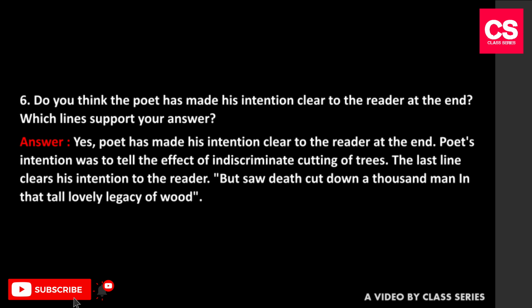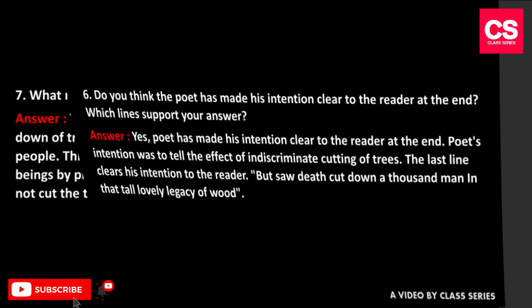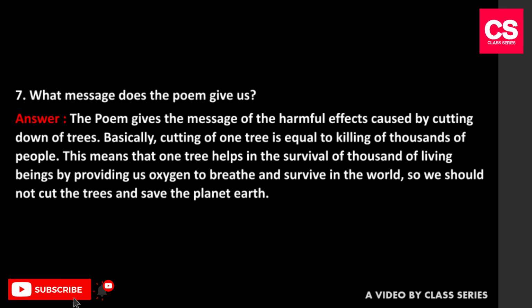Our sixth question is, do you think the poet has made his intention clear to the reader at the end? Which line supports your answer? The answer is yes, the poet has made his intention clear to the reader at the end. The poet's intention was to tell the effect of indiscriminate cutting of trees. The last line makes his intention clear: but I saw that cut down 1,000 men in that tall lovely legacy of wood.